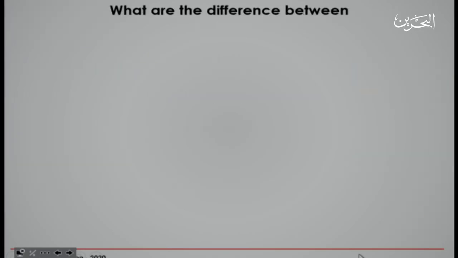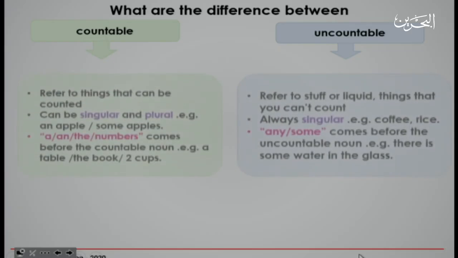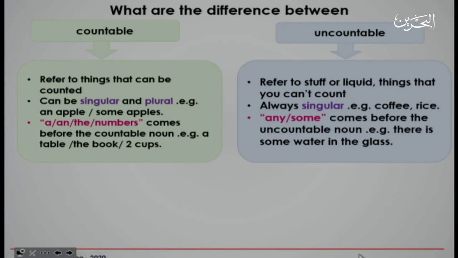What are the differences between countable and uncountable? Countable nouns refer to things that can be counted, and can be singular and plural. For example, an apple, some apples. A and the numbers come before the countable noun. For example, a table, the book, 2 cups.